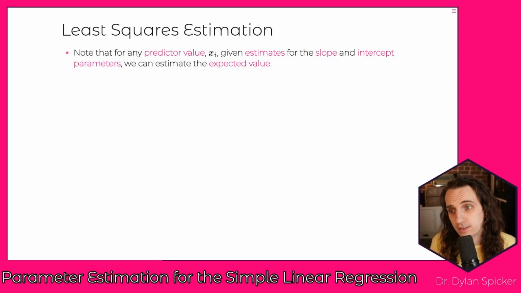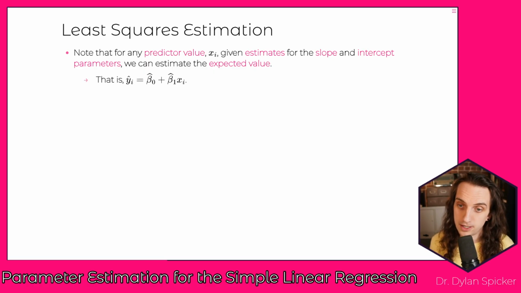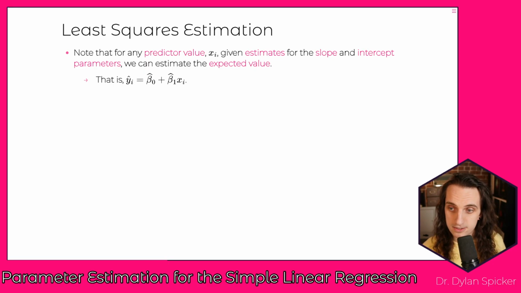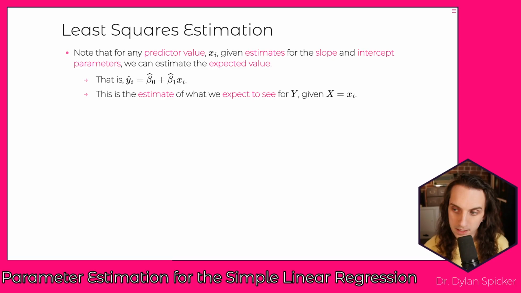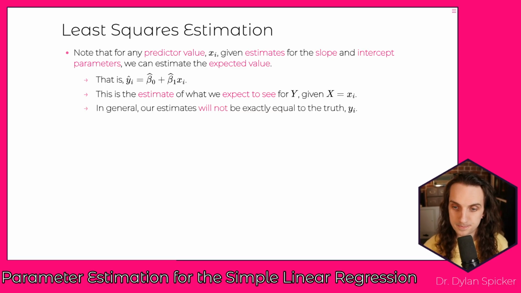Okay, so what does least squares estimation look like in practice then? Well, for any predictor value xi, if we have estimates of the slope and the intercept, then we can estimate our expected value, right? So specifically yi hat can be thought of as an estimate for the expected value of y given this value for little x. So if we plug in a little x here, then we're estimating a value for y. This is what we expect to see for y, given that x is equal to some specific value.